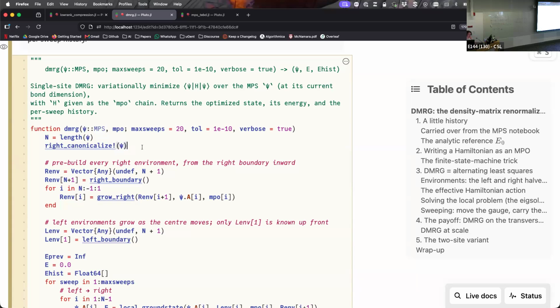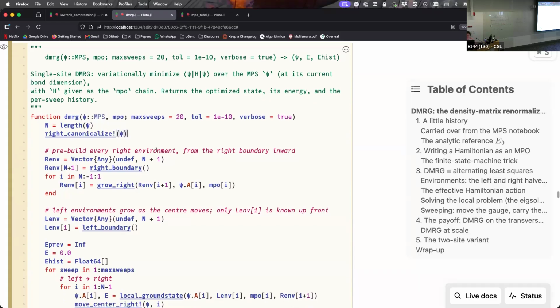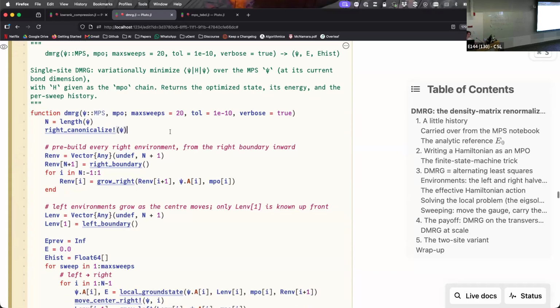And so the first thing I do, and I think I renamed the function a little bit, is I put the center all the way to the left. And then the next thing is that I will have to do this local application of my effective Hamiltonian. So I want to compute all of the tensors that are on the left, and I want to contract all of the tensors that are on the right.